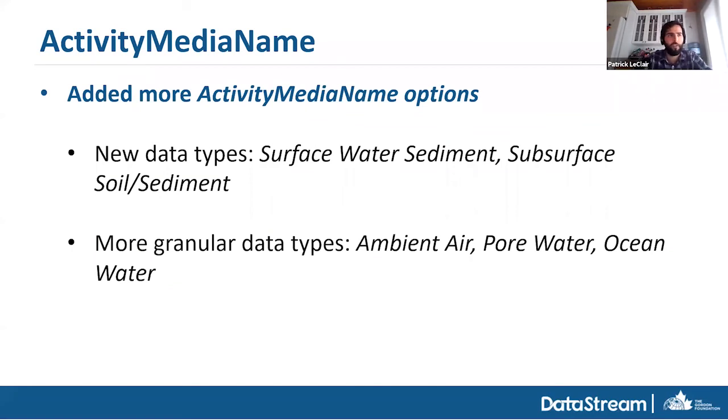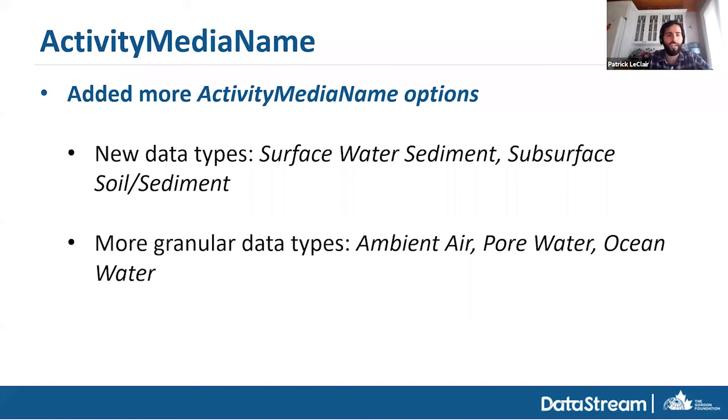So for those of you that are familiar with the DataStream template and format and have used DataStream before, you'll know that the only media name we accepted was surface water. And so, there was always lots of feedback: can we add more data? Can we add more data types? And so we started with our first one, which is sediment. This one was done because it's really easy. The units were already in DataStream as well as a lot of the characteristics.